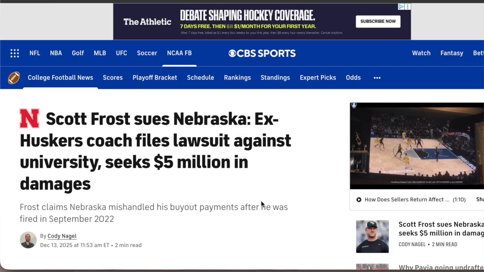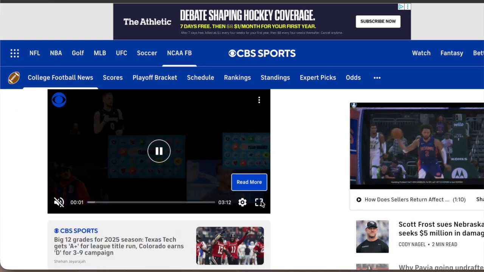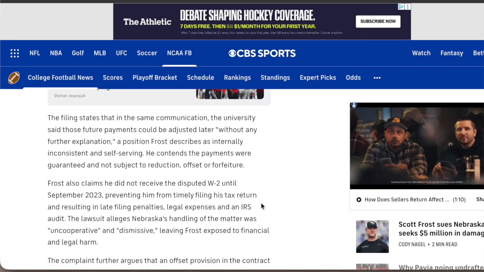This is a 49-page legal document. It's real. It was filed on December 12th, 2025 in District Court of Lancaster County, Nebraska. It involves Scott Frost, a plaintiff, and he's filing a complaint for damages against the Board of Regents of the University of Nebraska. And after reading a bunch of news articles, I'm still a little confused about what's going on.